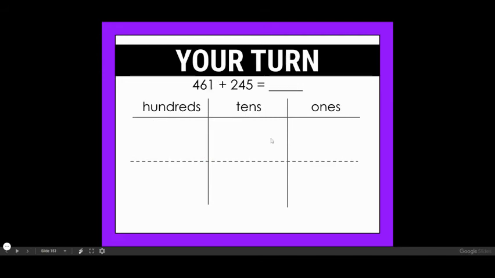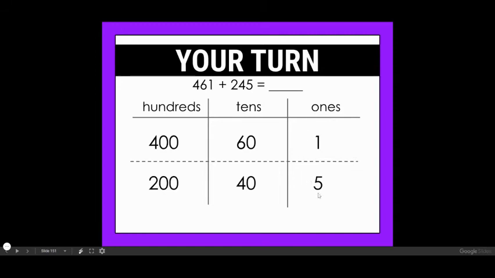Let's do the next one. Go ahead and draw another hundreds, tens, and ones chart. Once you have your chart built, go ahead and add in your first 2 addends, 461 and 245. Go ahead and pause the video, and when you have your addends built, come back and we can walk through those next steps together. All right, so you should have 461 and 245.